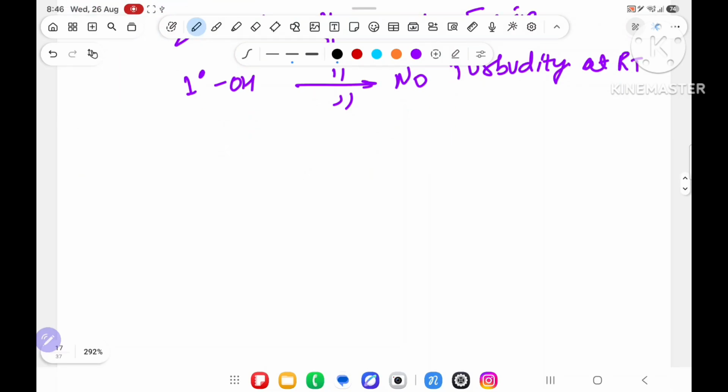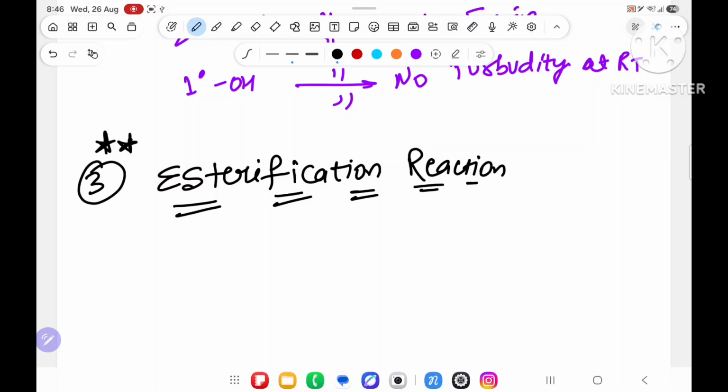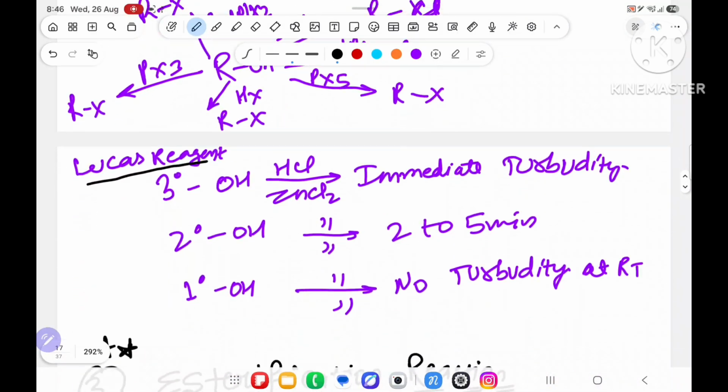Understood? Now the third chemical property is esterification. Very important. First we have seen acidic nature: a strong acid converts to a weak acid. If it were converting from weak to strong, that reaction will not happen. The second one you have already studied in haloalkanes and haloarenes.